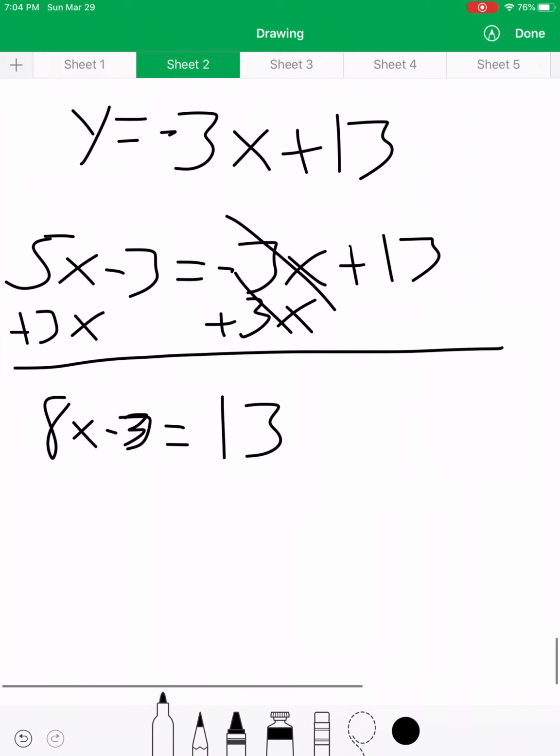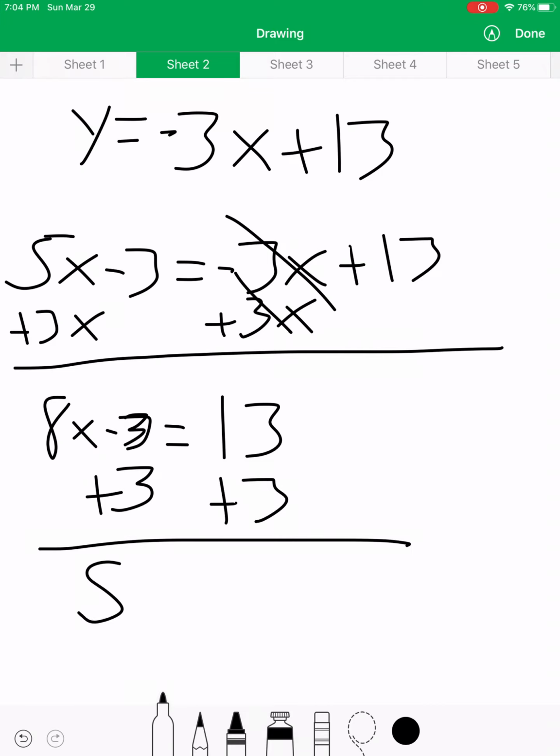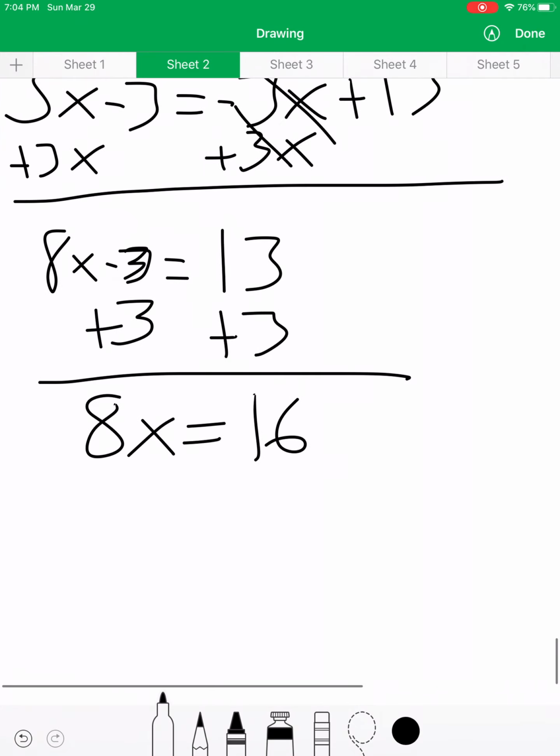And sorry, that's a bad 3. There we go. All right, start on the side with the variable. Move the number without the variable by doing the opposite operation. So plus 3, plus 3. 8x therefore equals 16. Divide by 8, divide by 8. Those 8s go away, and x equals 2.